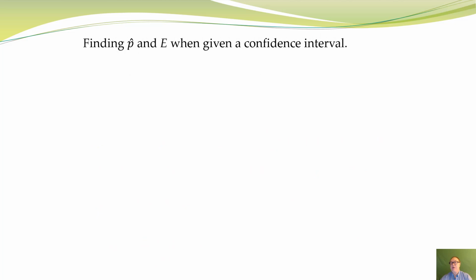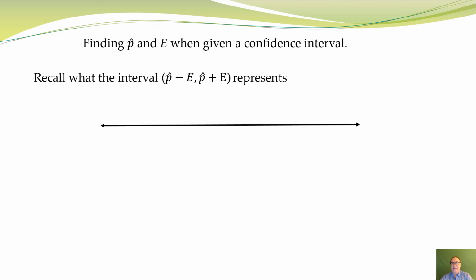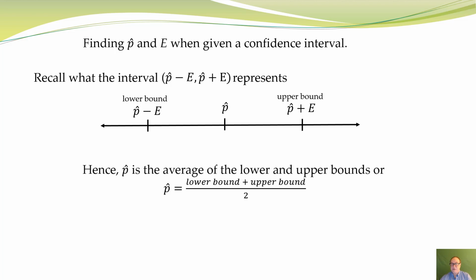Now, finding P hat and E when given a confidence interval. Let's say I was giving you a confidence interval. Okay? Recall what an interval P hat minus E, P hat plus E represents. This means that P hat is dead center. You're going to take P hat minus E, which moves you to the left. You're going to take P hat plus E, which moves you to the right. The P hat minus E is the lower bound. P hat plus E is the upper bound. So where is P hat? P hat is dead center. Hence, P hat is the average of the lower and upper bounds. Or P hat equals lower bound plus upper bound divided by 2.